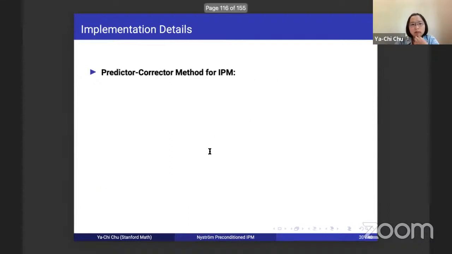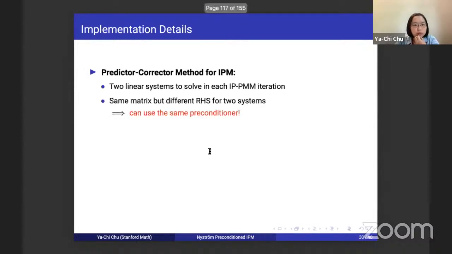Okay. And then of course we use the predictor corrector method for IPM, which helps the convergence of IPM. The thing is, when we apply the predictor corrector, we have two linear systems to solve in each IPM iteration. They share the same left-hand side matrix, so we can use the same preconditioner. We only need to compute the preconditioner one time in each IPM iteration, and it can be used for both linear systems, which is good.